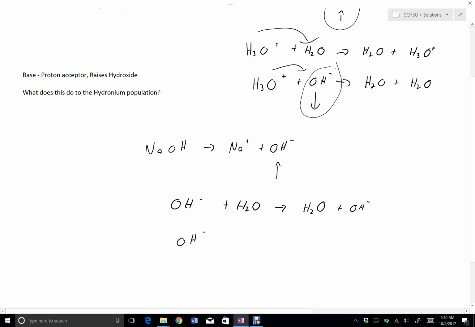Alternatively, if that hydroxide finds one of the hydroniums that naturally exists in water, then it can accept its proton and they can both go back to being water molecules. What that means then is that my increase in the hydroxide population will naturally use up some of the hydronium concentration. And so when hydroxide goes up, hydronium goes down.